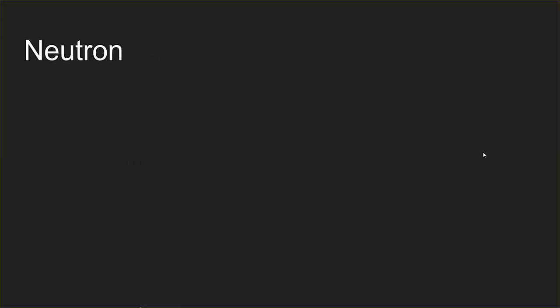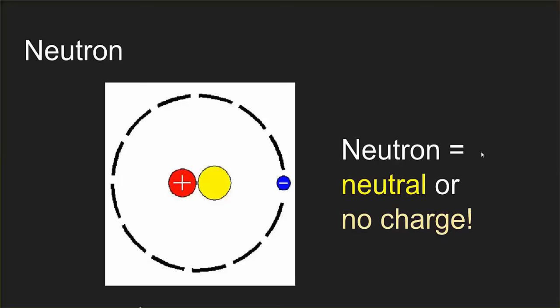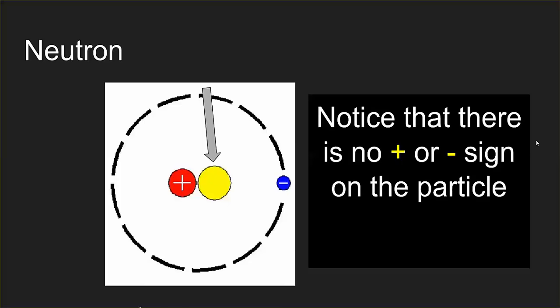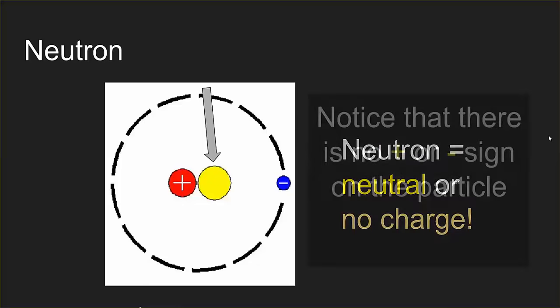Neutron. We're back to that. You remember what charge they are? They're neutral. They have no charge whatsoever. And they're at the core of the atom. And that core is called what? Yeah, it's called the nucleus. Notice that there's no plus sign or negative sign on this particle at all. So it's neutral.